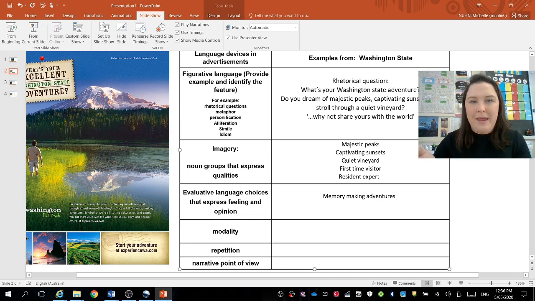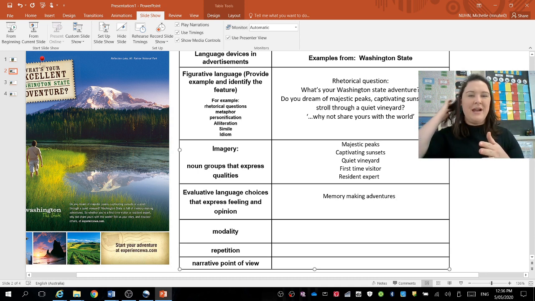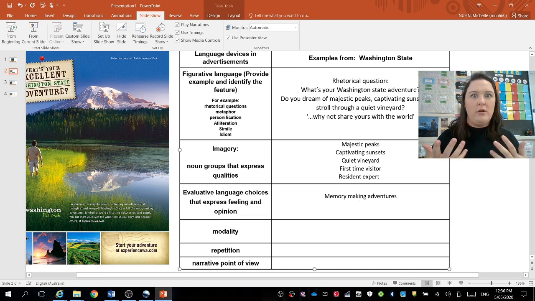Whereas majestic peaks is a describing word. Captivating sunsets is a describing word. Quiet vineyard is a describing word. Memory making is kind of, again, like I said, they kind of overlap. They could be one or the other, but I'm just explaining to you why I would put that in there. Same with excellent Washington State adventure. The reason why I put that into evaluative is because excellent is kind of a subjective describing word, okay? So it's personal. So excellent is a quality that you would use to describe a feeling or an opinion about something.